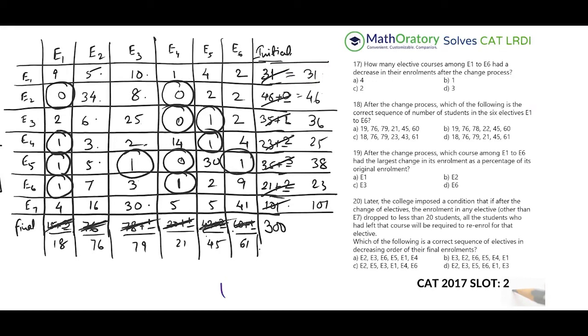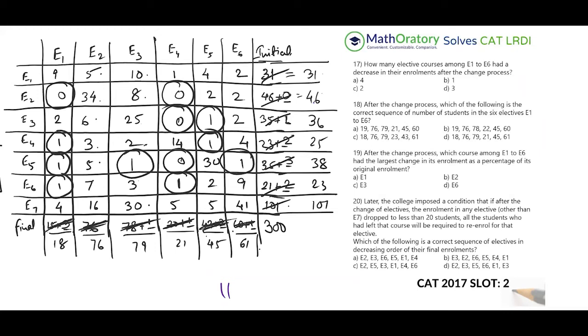46 to 76, that's an increase. So don't take a note of that. 36 to 79 is also an increase. 25 to 21 is a decrease, right? So I'm just going one after the other in this direction and in this direction. I'm not even looking at the names. If you do this properly, that is never a problem. So 25 to 21, there's a decrease. So that's another. 38 to 45 is not a decrease. 23 to 61 is not a decrease, right? So there are only two of them which are decreasing. So 17, the answer is option C.